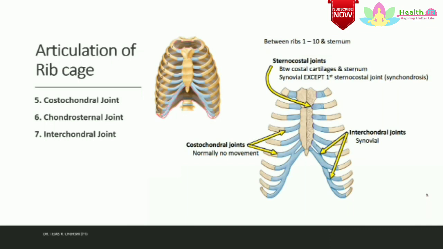Now the 5th joint, that is the costochondral joint. It is made up of the articulation of ribs 1 through 10 anterolaterally with the costal cartilage. It is also a synchondrosis joint and it doesn't have any ligamentous support. The periosteum and perichondrium continuously give support to the joint.